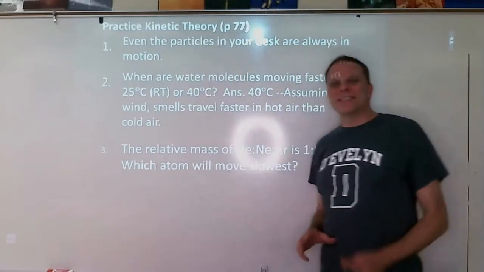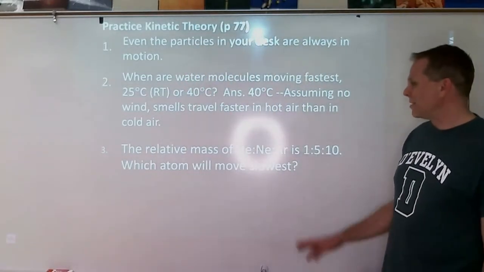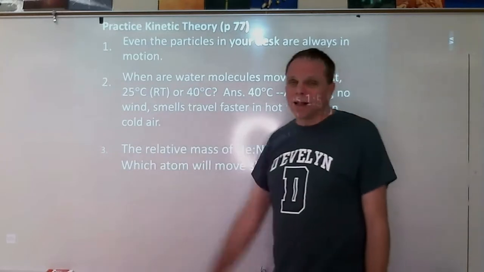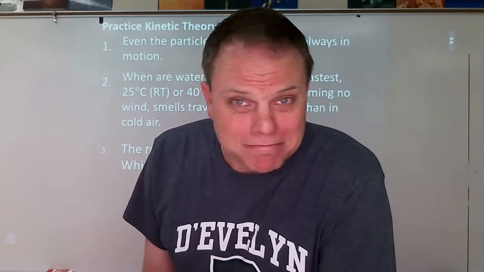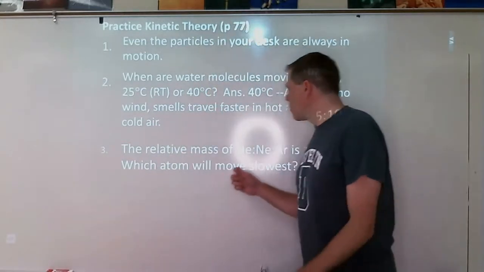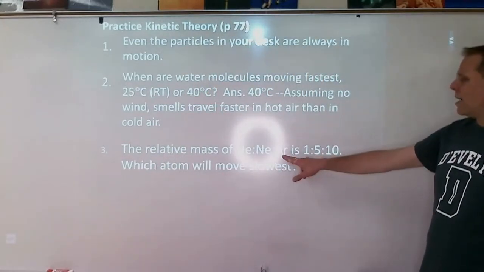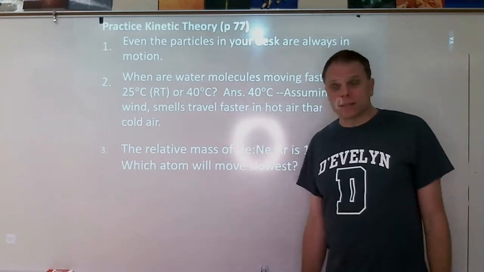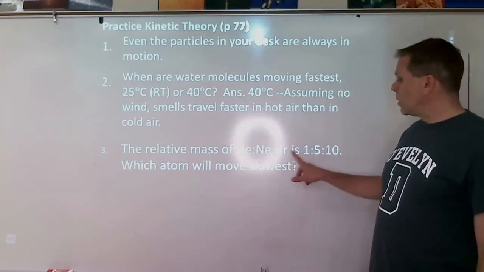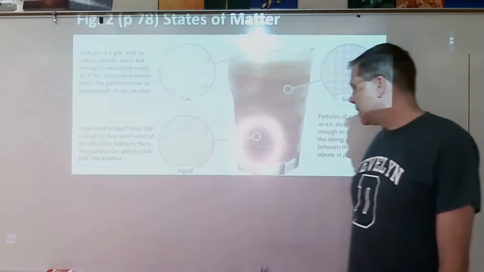So anyway, 40 degrees Celsius, faster particles than 25 degrees Celsius. For instance, smell is going to travel faster in warm air than in cold air, okay? All right, relative mass of helium, neon, and argon is 1 to 5 to 10. Which one is going to move the slowest? Well, the biggest one is going to move the slowest, so that answer would be argon.